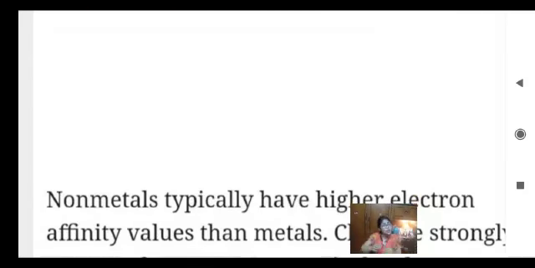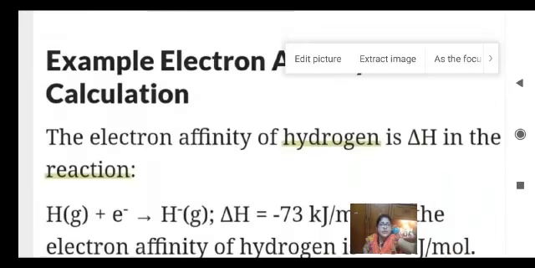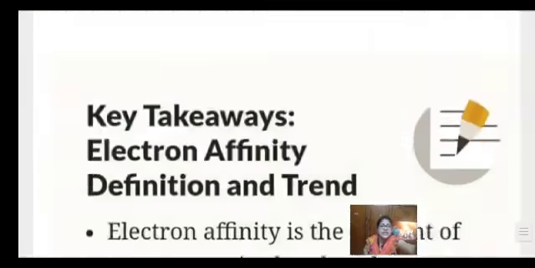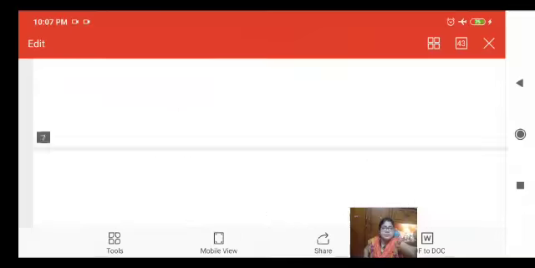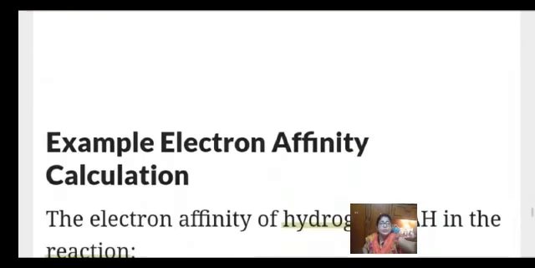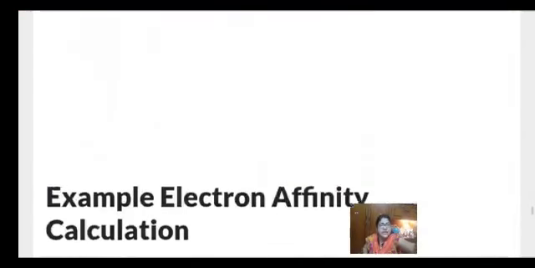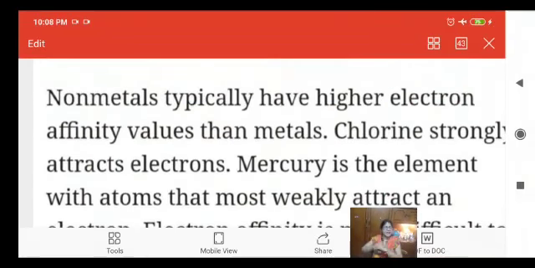And electron affinity also increases from bottom to top. Let us discuss the reasons for the variation of electron affinity. The reason for electron affinity increasing from bottom to top or from left to right, let us explain. Anyways, let us understand.